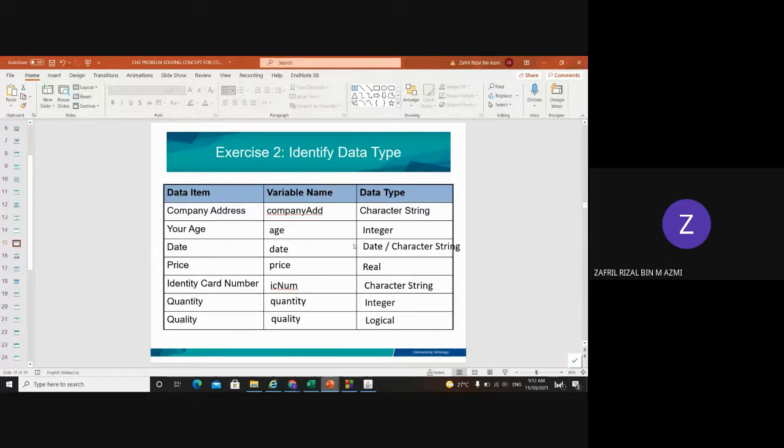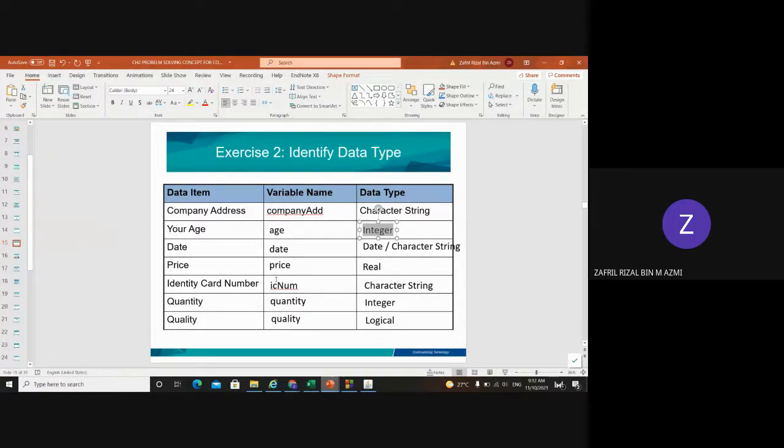So for example, your age. This is not fixed to integer. As I said, if you want to use your age in your program to be calculated anywhere, you may use integer. But if the age is just to display the age for the sake of displaying only, without involving any calculation, it can be string. So it's not fixed.